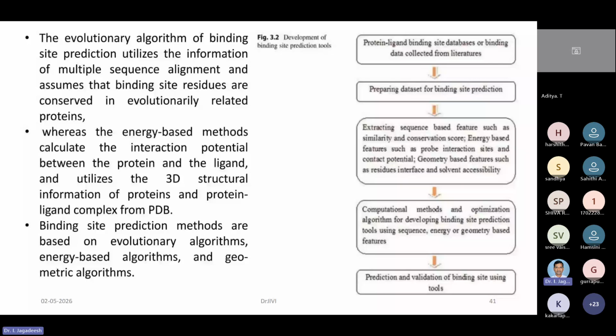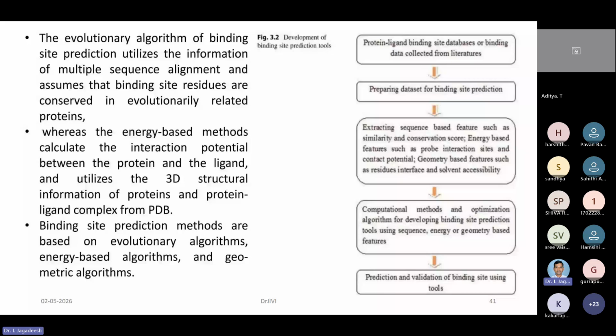Whereas the energy-based methods calculate the interaction potential between the protein and the ligand, where we have already seen comparative force field analysis. So this is the interaction potential between the protein and the ligand, and it utilizes the 3D structural information of the protein and protein-ligand complexes from the protein databases. This is very much important for the repurposing of our old drug into a new condition, by placing the old drug into the new protein and seeing how the interaction is present, whether we can use it in that particular treatment also.